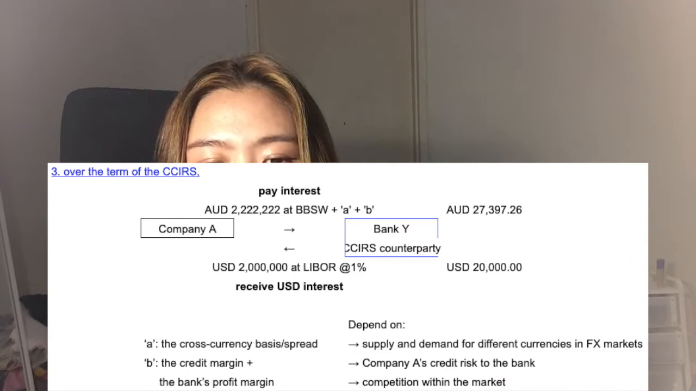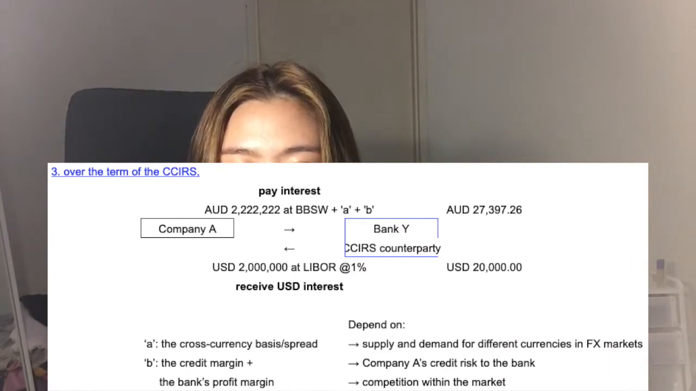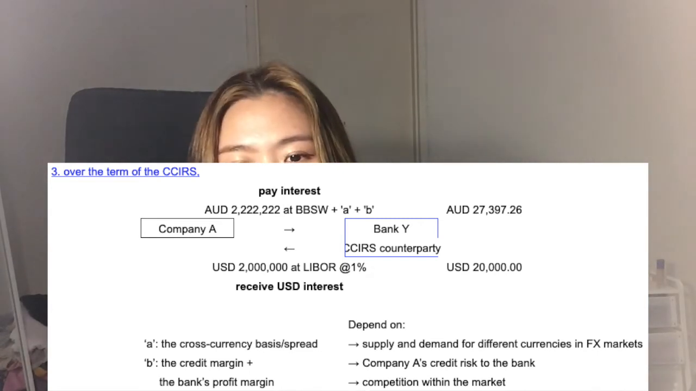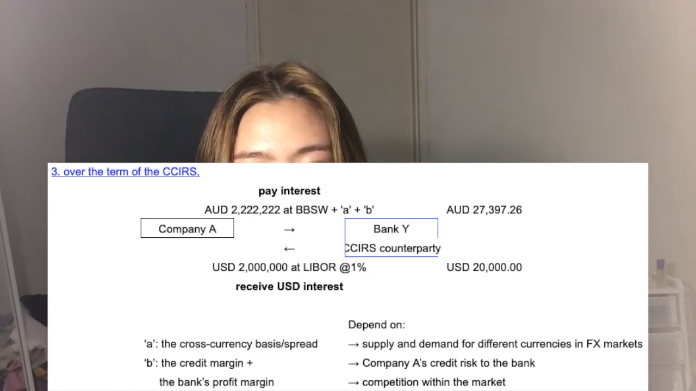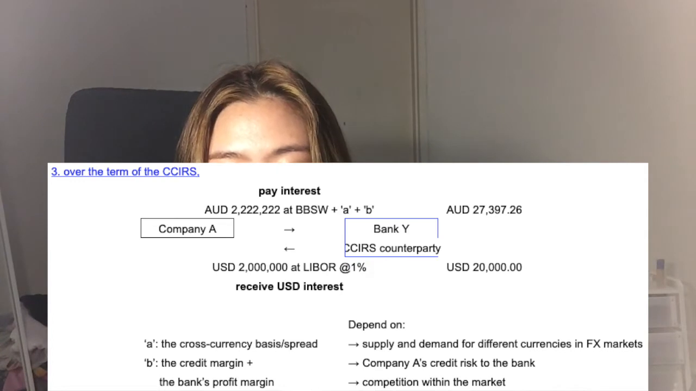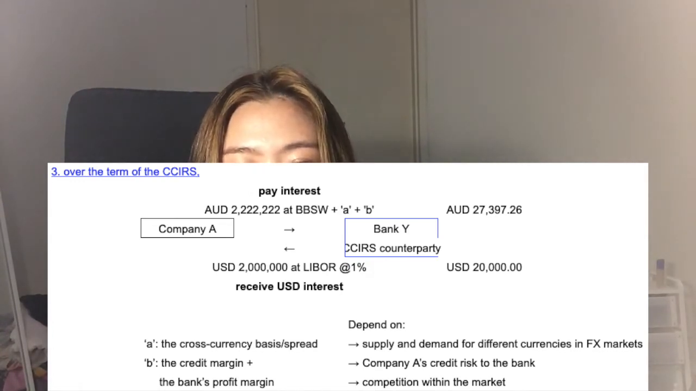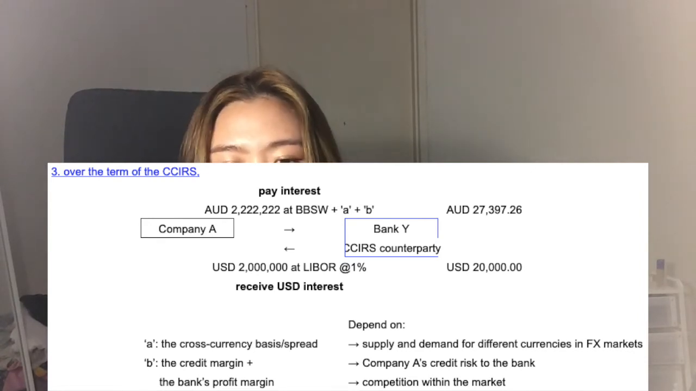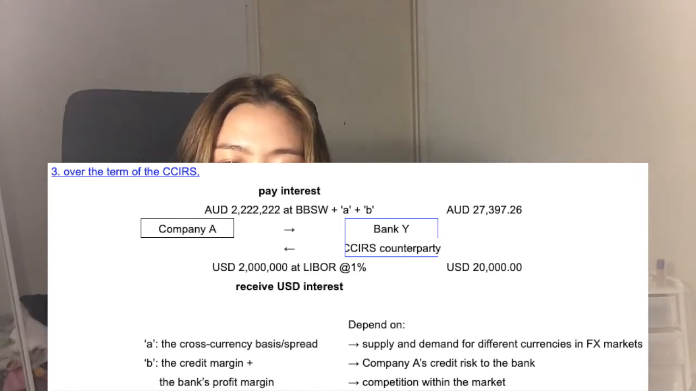Over the term of the CCIRS, Company A is going to pay the interest in Australian dollars, as it received Australian dollars of 2 million at a 0.9 spot rate. So it will pay interest at the Australian dollar amount at BBSW plus cross-currency spread plus credit margin and the bank's profit margin. Whereas it will also receive USD 2 million interest at a LIBOR rate of 1%. So it will pay interest in Australian dollars and it will receive USD interest as well.